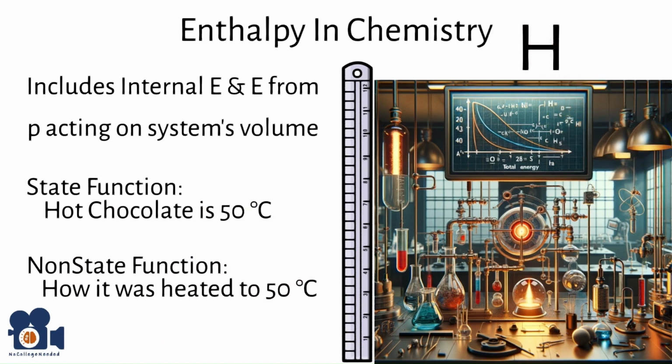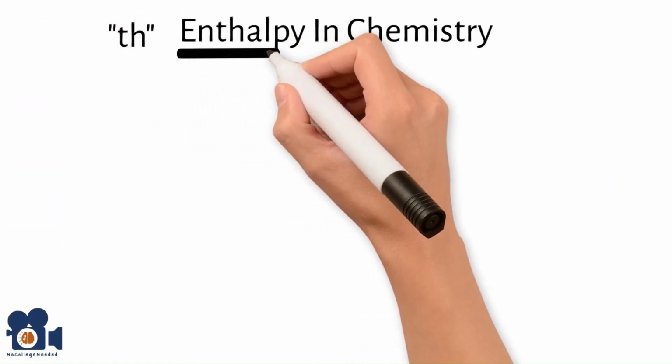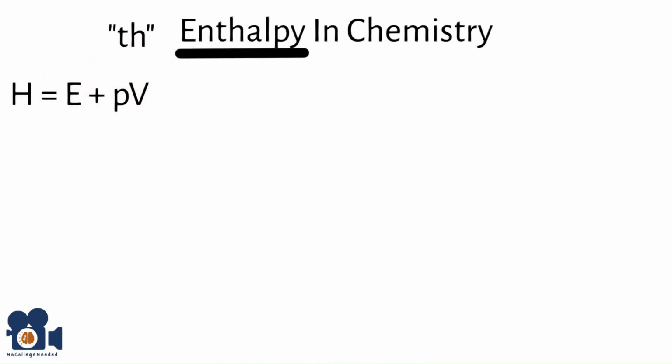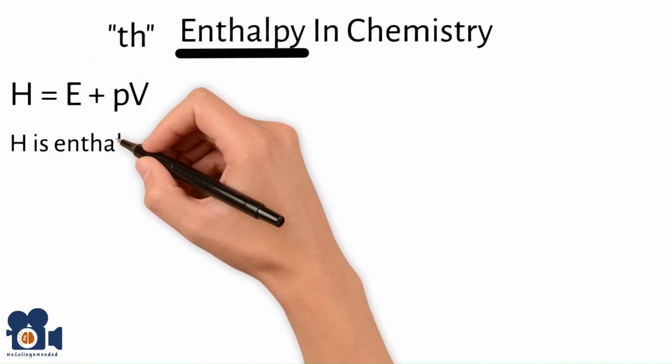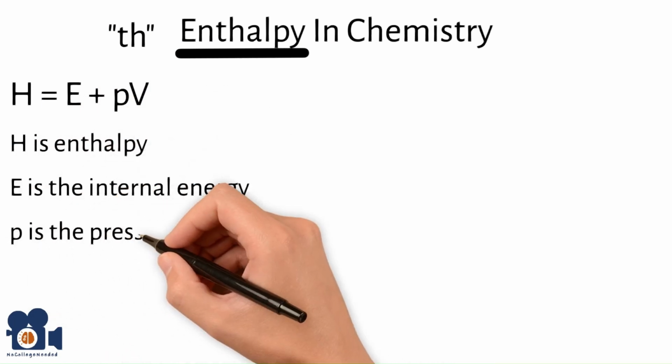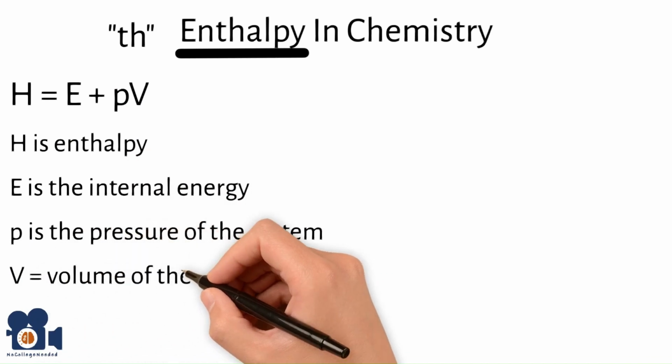I find it easiest to remember it being H by emphasizing the TH in enthalpy. It's defined as H equals E plus PV, where H is enthalpy, E is the internal energy of the system, P is the pressure of the system, and V is the volume of the system.